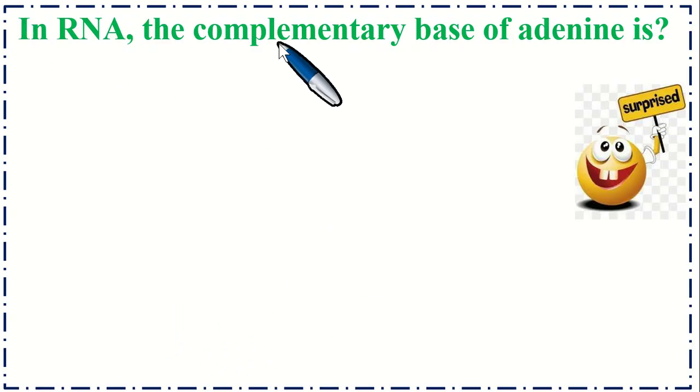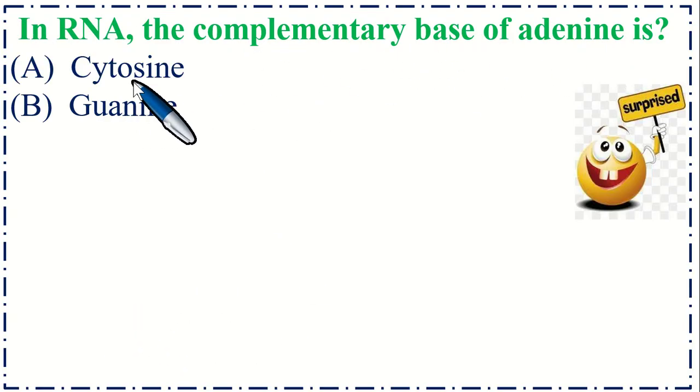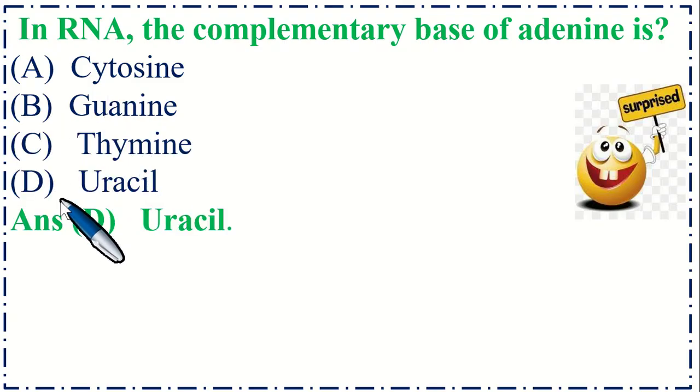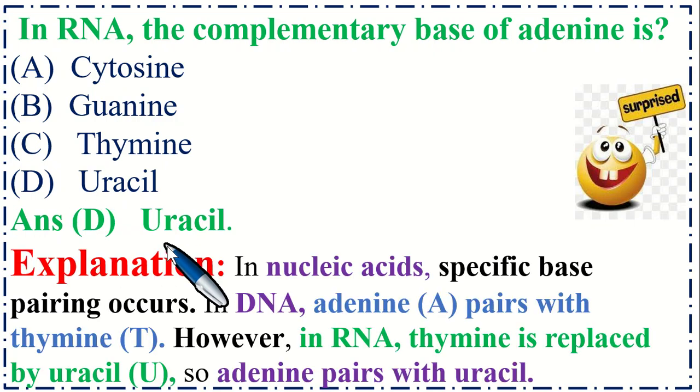In RNA, the complementary base of adenine is option A, cytosine, B, guanine, C, thymine, and option D, uracil. So the correct option is D, uracil. In DNA, adenine pairs with thymine. However, in RNA, thymine is replaced by uracil. So adenine pairs with uracil.